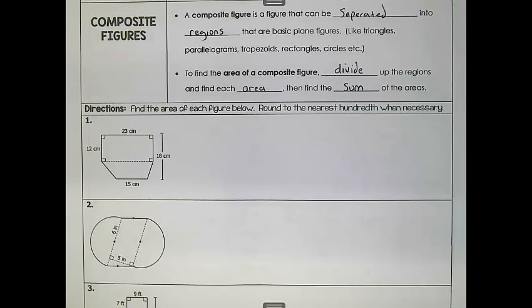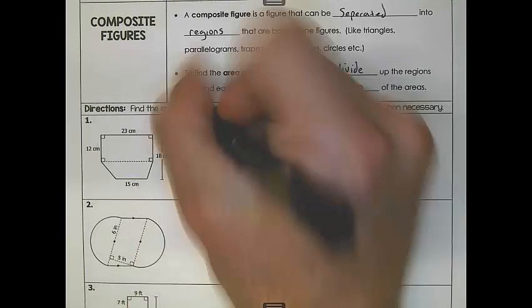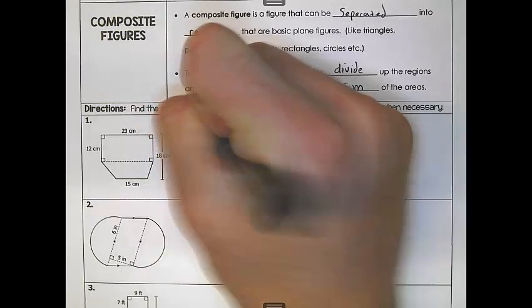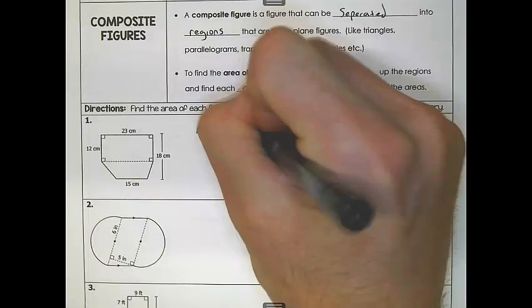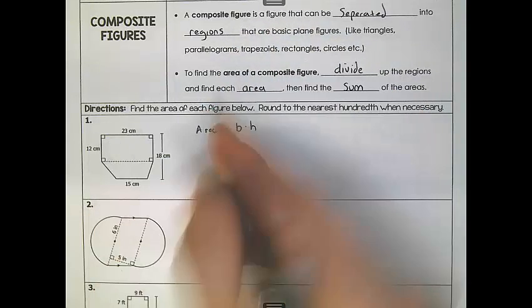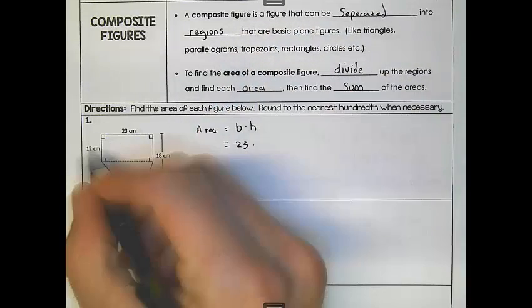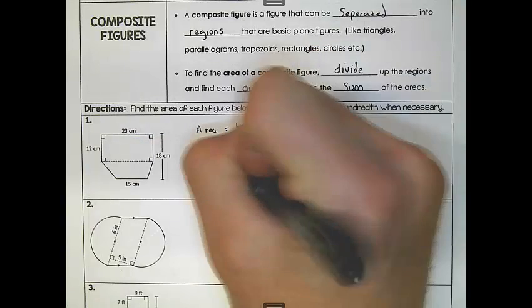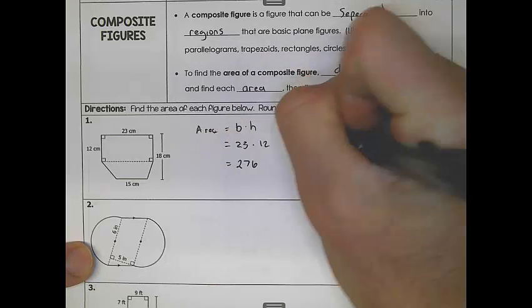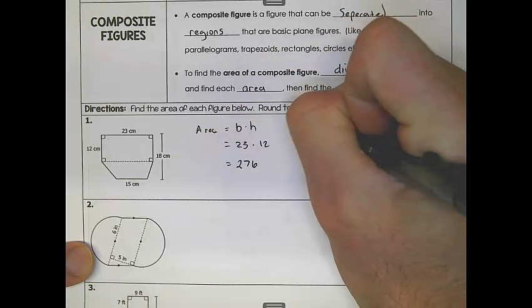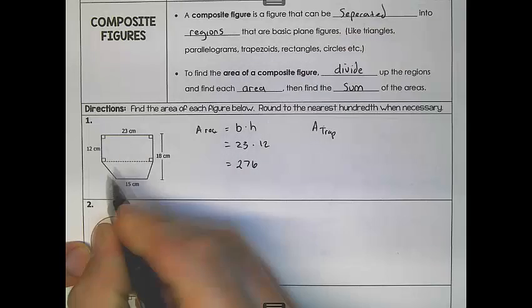So the first example here is one in which we have a rectangle and a trapezoid. So let's do the area of the rectangle first. Rectangle is just base times height. So the formula is base times height, and the base is 23. And the height is 12. So we do that multiplication, and we get 276.